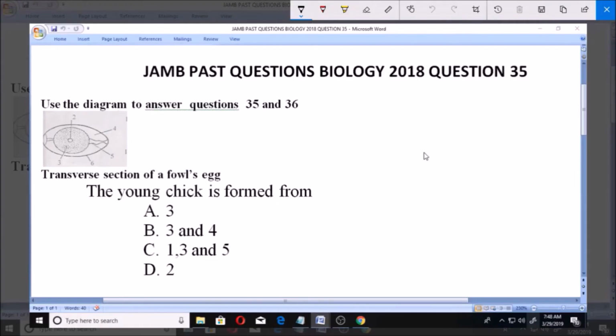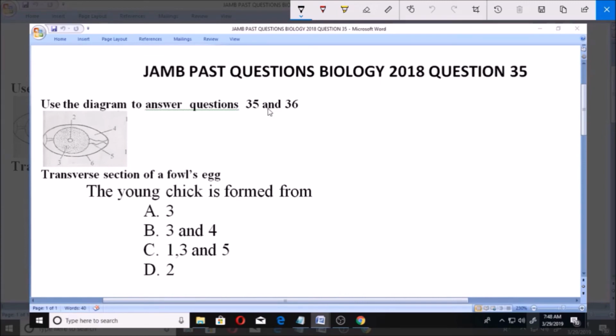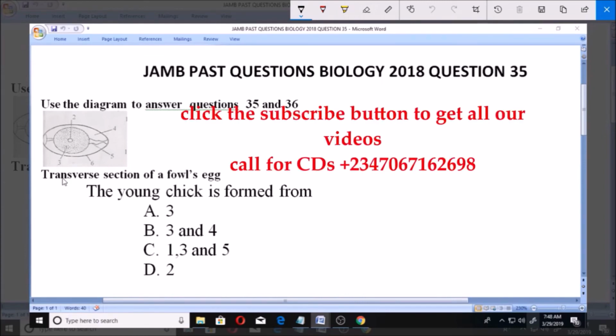Welcome. Let's look at these JAMB past questions, biology 2018. Question number 35. Use the diagram below to answer questions 35 and 36. Transverse section of a fowl egg. That is what this diagram represents.